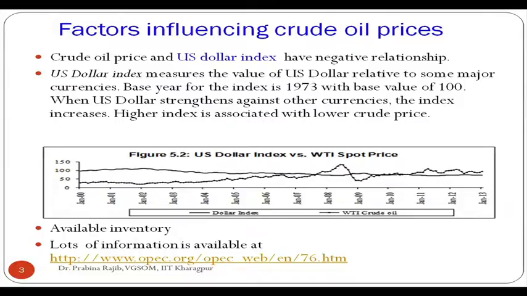Another factor which influences the crude oil price is the US dollar index. So US dollar index has a negative relationship with the crude oil price. So let's understand what is US dollar index. It's an index which measures the value of US dollar relative to some major currencies, and this index has the value of 100 and the base year is 1973. And when US dollar strengthens, this index increases, and whenever this index increases, crude oil price goes down.